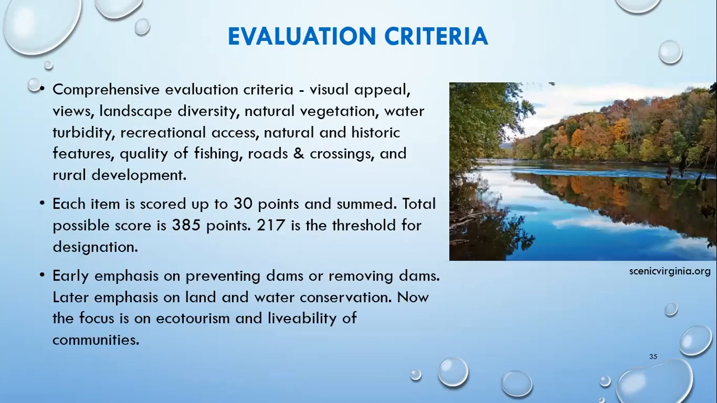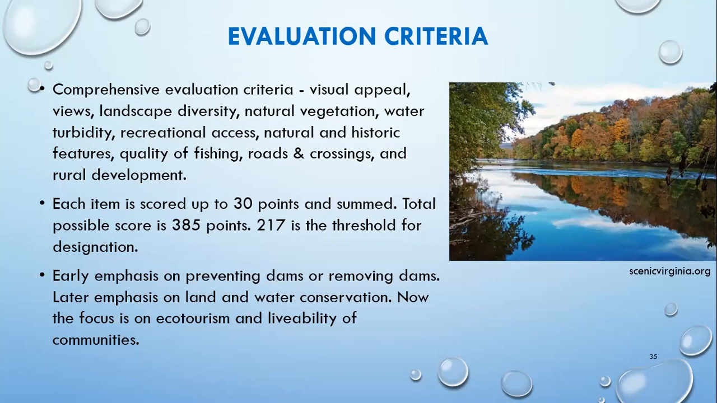Evaluation criteria for designating rivers under the Scenic Rivers program is quite comprehensive, and this lists the evaluation criteria. Each of these items is scored up to 30 points and summed, and the total possible score is 385. 217 is the threshold for designation.